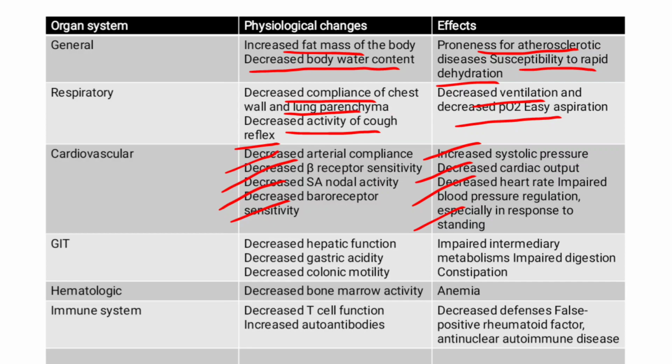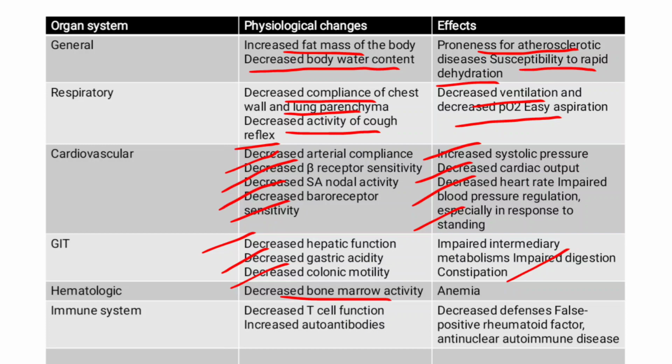In the GIT, there is reduced hepatic function, gastric acidity, and colonic motility. That causes impaired intermediary metabolism and impaired digestion and leads to constipation. Some of the hematologic changes that occur because of the decreased bone marrow activity is anemia.